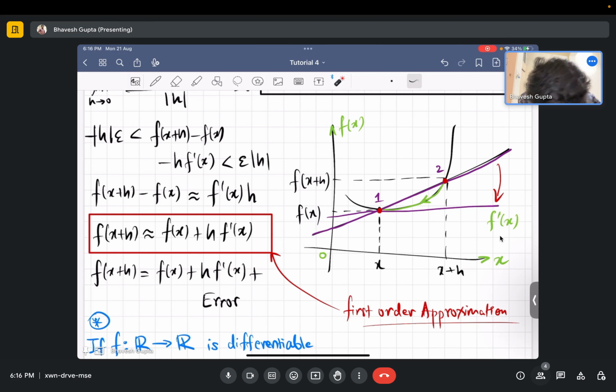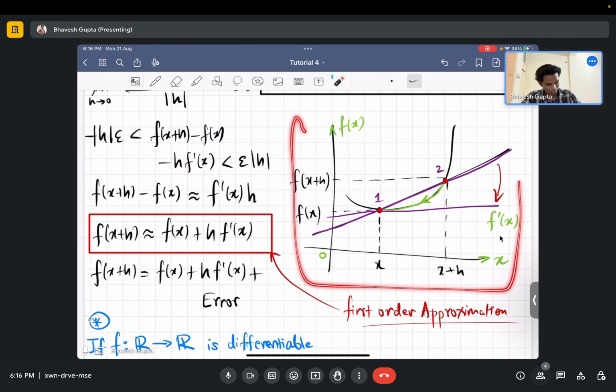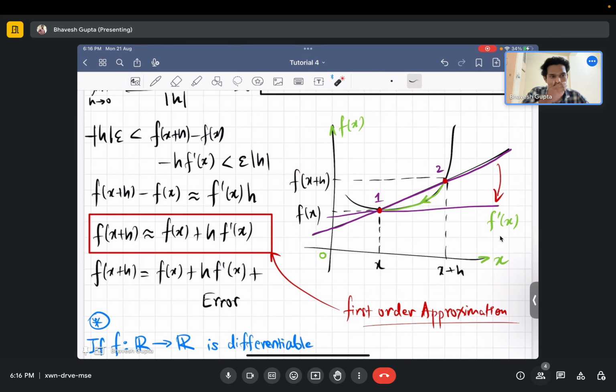Okay, so from here I show you what we are trying to do here. We are basically taking this point 2 as close as possible to the point 1 by reducing the gap over here, because these points correspond to these values.